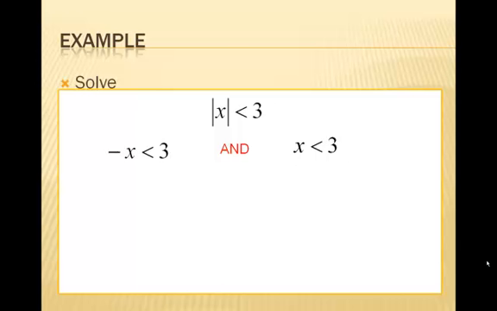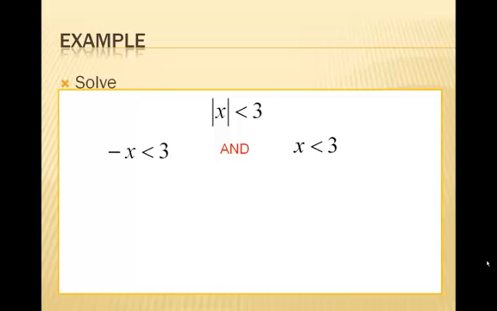Now, because I have an absolute value less than a number, I'm going to connect these two using the word and. And that may not seem like it's going to make a huge difference, but watch how it has an effect on our solution. So, like before, I'll take each of these and solve them separately. With the one on the left, there's not a whole lot I need to do other than isolate the x by getting it all alone.